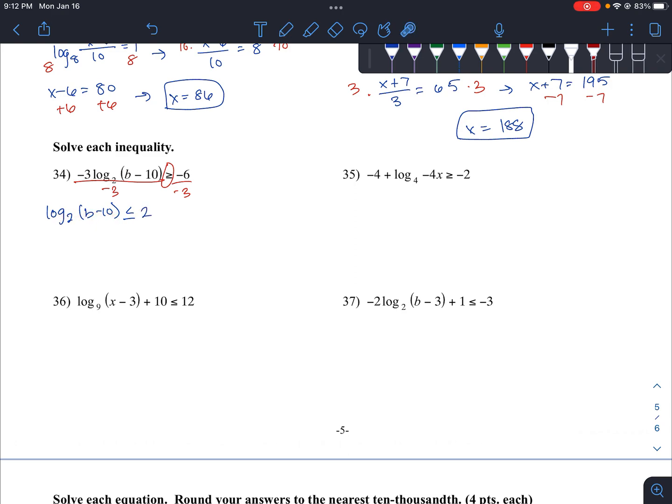I'll exponentiate both sides with the base of 2. So base 2, base 2. So I'll have b minus 10 is less than or equal to 4. Plus 10, plus 10. So then I'll have b is less than or equal to 14.